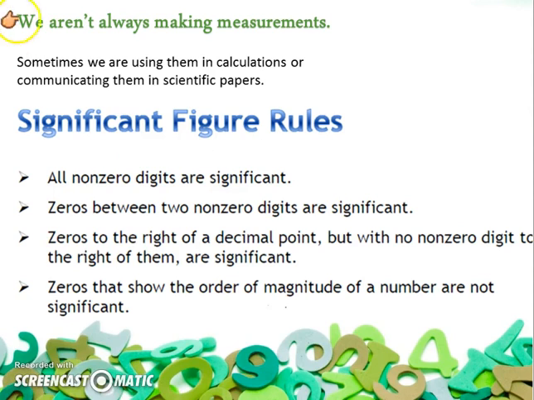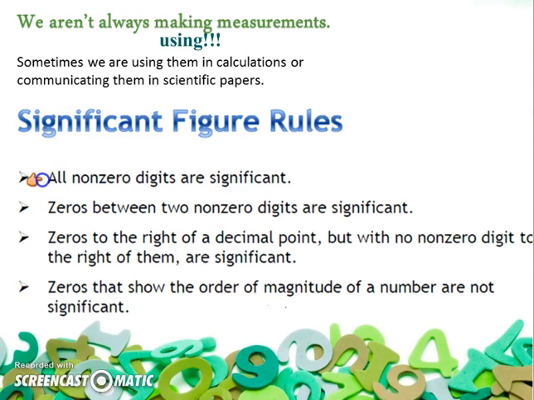Now, we aren't always making the measurements. In chemistry here, we aren't making any measurements, right? We're just doing a whole bunch of math and solving a whole bunch of problems. So sometimes we're reading scientific papers, we're calculating, or we're communicating, we're still using those measurements. So the word here is we may not always be making measurements, but we typically are using them. So we do need to know some rules with significant figures.